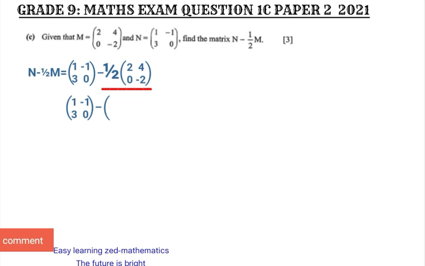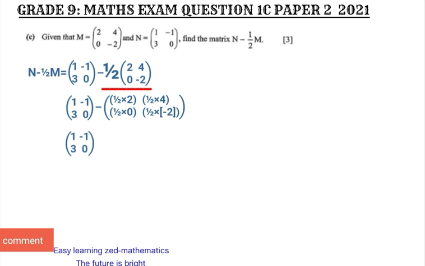Once we have opened the bracket, we say 1 over 2 times 2, 1 over 2 times 4, 1 over 2 times 0, 1 over 2 times negative 2, and we close the bracket. Then we are not yet done with matrix M multiplied by 1 over 2. So we're going to rewrite matrix N just the way it is in the question. We are not doing anything with matrix N yet. We are just writing it the way it is.